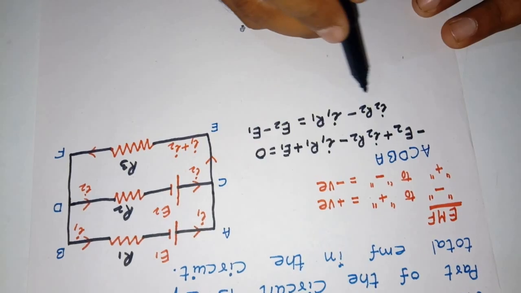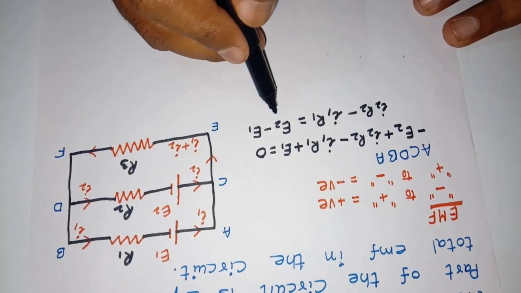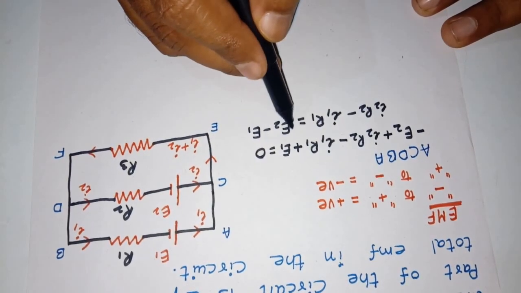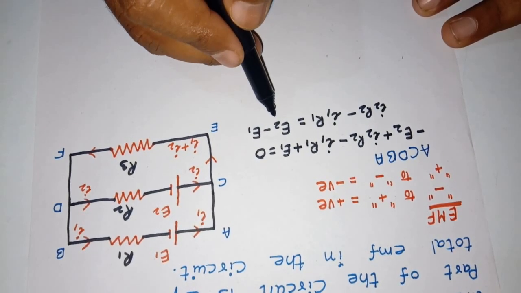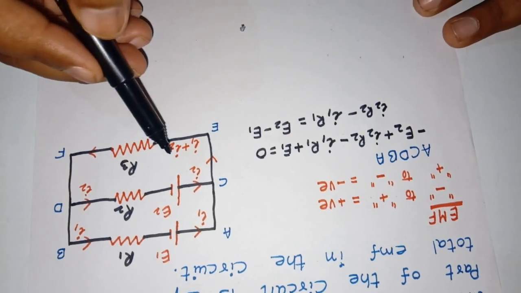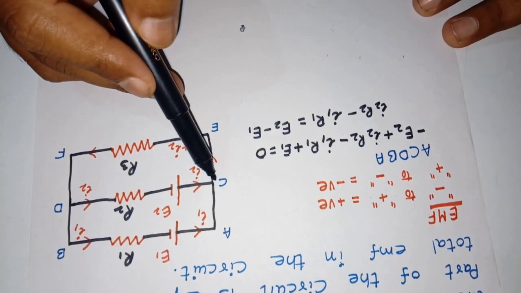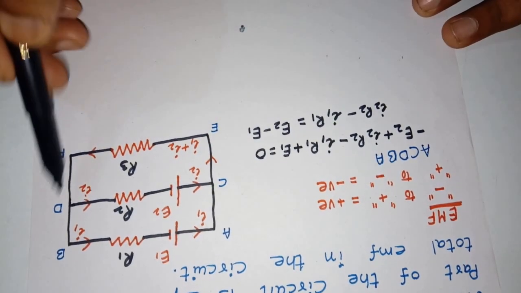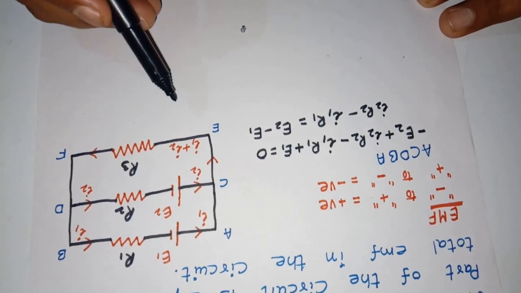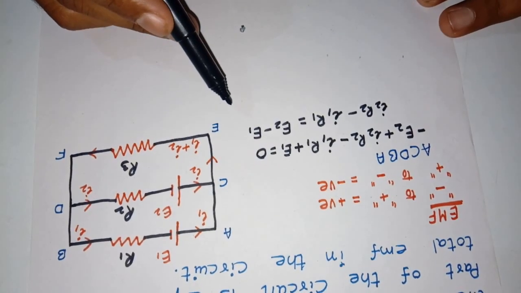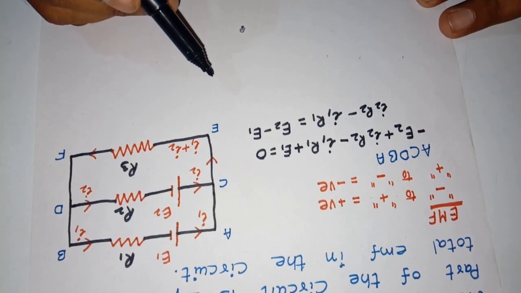This is what the voltage rule says. The sum of the products of current and resistance must be equal to the algebraic sum of the EMFs in a circuit. Like this, we can also apply these sign conventions to the second loop and the other loop. So this is the voltage rule. By this we can say that the voltage rule is based on the conservation of energy.